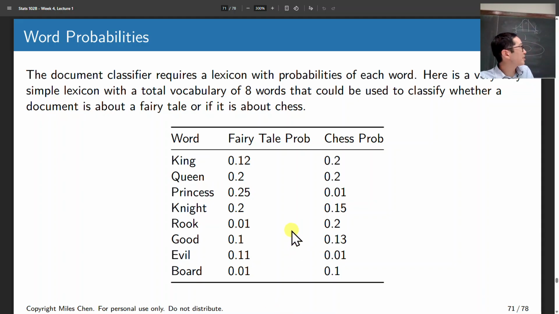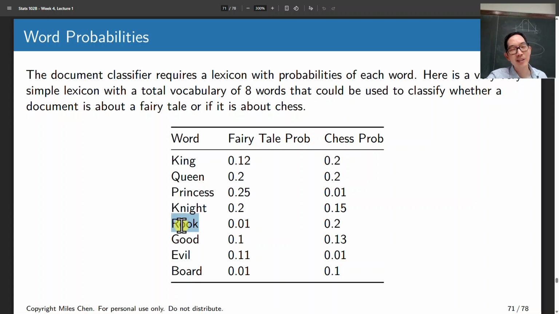So this is just a very, very silly example, okay? We're going to say there are two possible classifications, and our documents can be about fairy tales, or our documents can be about chess, okay? Just because there is some overlap in the words that might be used. So fairy tales and chess both have kings and queens and knights, okay? But as far as the word princess, fairy tales will probably have a high probability of having the word princess, and an article about chess is very unlikely to have the word princess in it, okay?